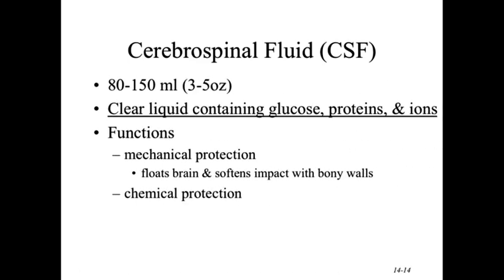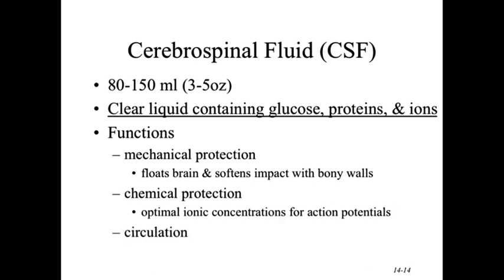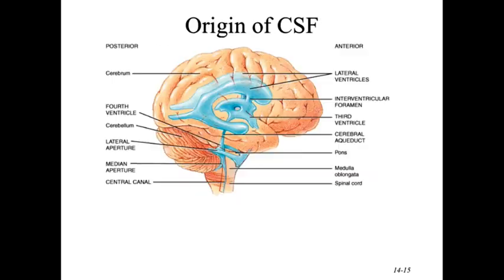In terms of CSF, about 80 to 100 milliliters or 3 to 5 ounces is produced. It's a clear liquid that has glucose, proteins, and ions, and it's got mechanical, chemical protection and circulation. So mechanically, it's going to float and soften. It's going to create a little float, kind of like a buoy sitting in water in the ocean. So it's going to float the brain and soften the impact of any type of head trauma. Chemical protection is due to the ionic concentrations that are involved for action potentials, and then of course for circulation to help bring certain nutrients and waste products to and from the bloodstream.